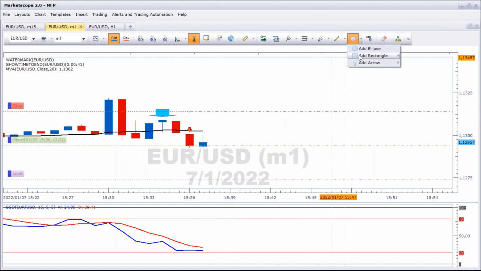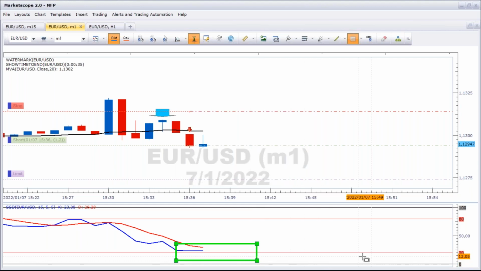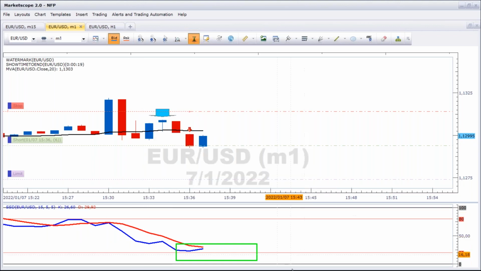we want to keep an eye on the stochastic to measure the momentum, right? So if the stochastic heads into that lower 20, that's price closing in the lowest 20% of the range over 15 minutes, okay? Because this is a 15 period stochastic. So let's just keep an eye on that.